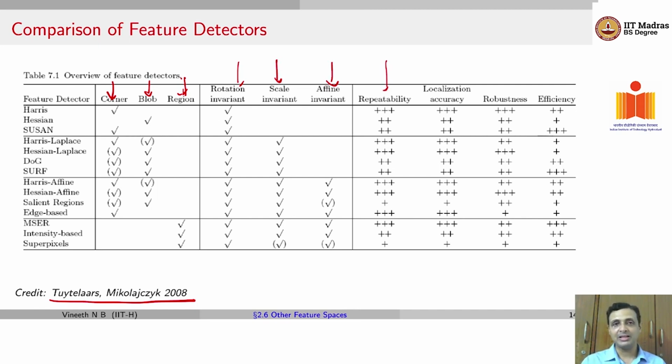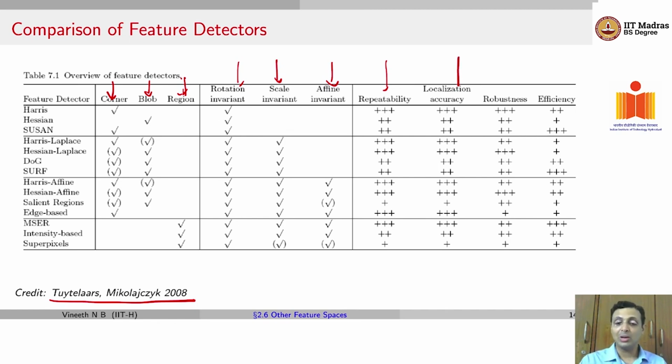Remember, repeatability is about ensuring that if you found a particular pixel to be a corner in a particular image, and you had the same scene taken as a picture from a different angle, that corner should also be detected as a corner in the second image. This is known as repeatability.